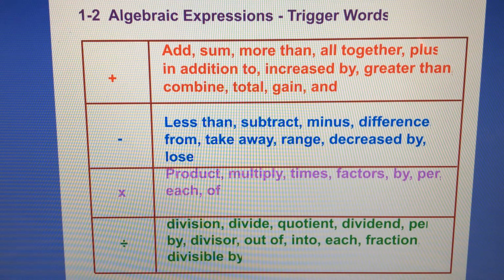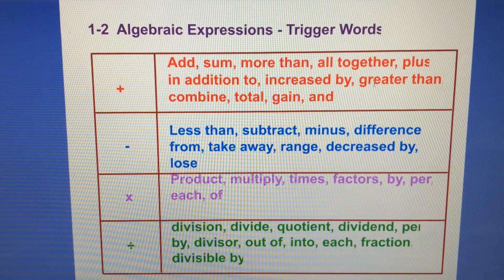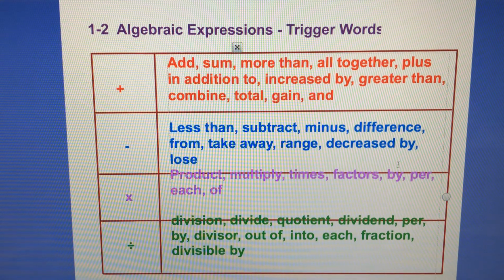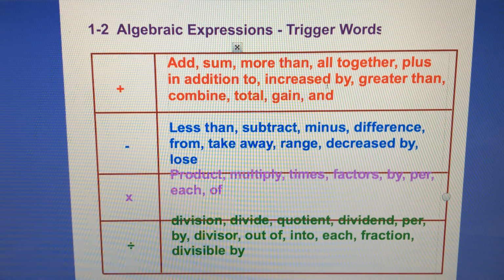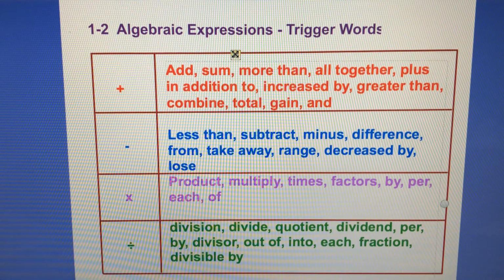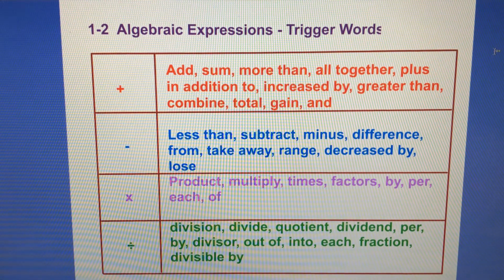In section 1-2, we talked about trigger words. When you're reading a word problem and you have to write an equation, you are looking for some very specific trigger words to help you. So if I'm looking for addition, I might be looking for add, sum, more than, all together, plus, in addition to. I don't know if you need me to read all these to you. I think you can see them and read them yourself.